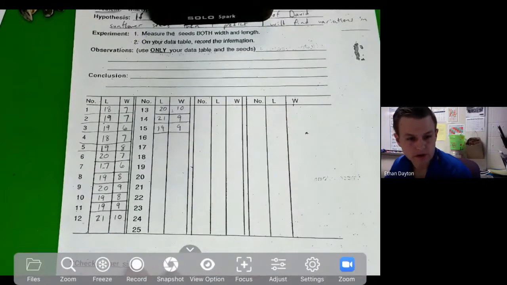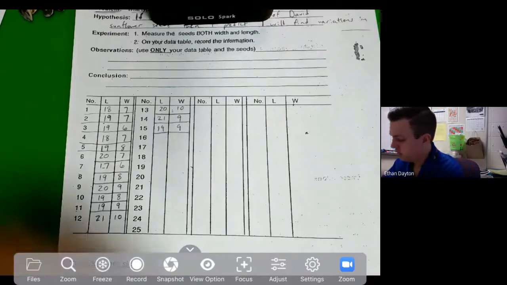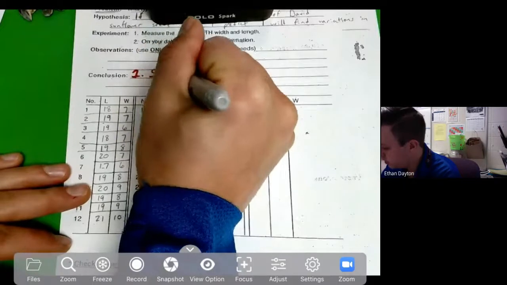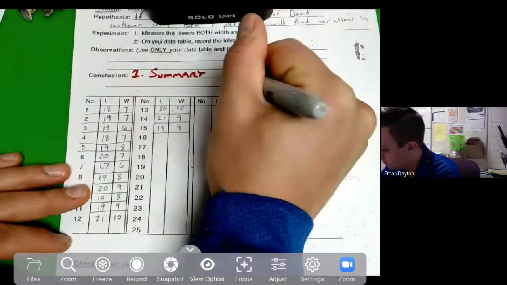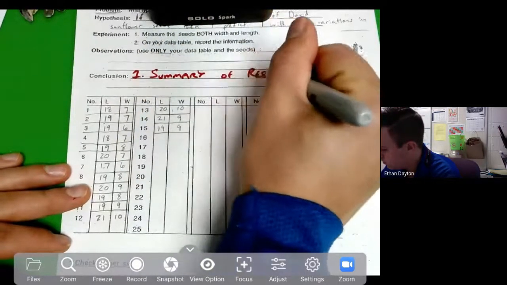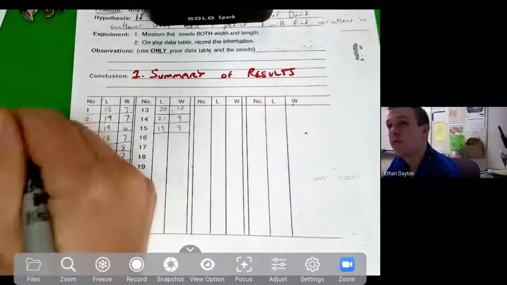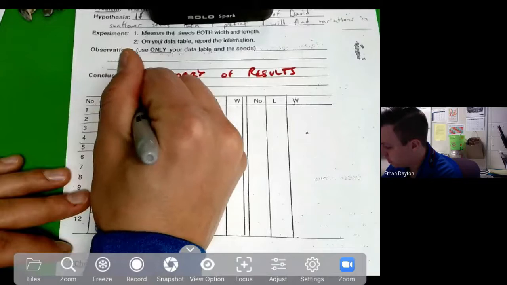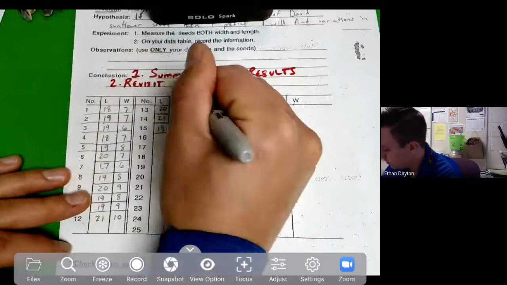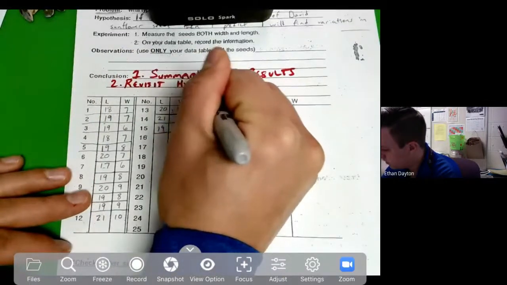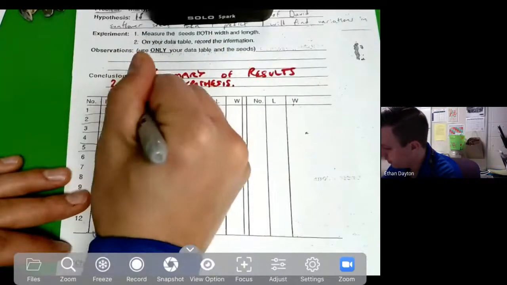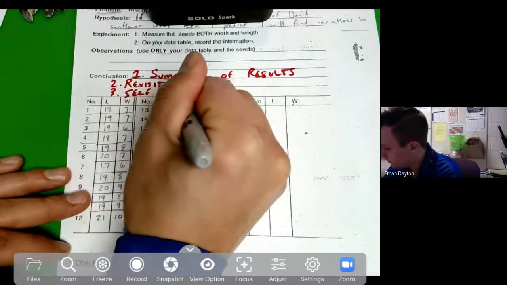Everybody good on that? Okay, in your conclusion, you need to have 1, summary of results. 2, revisit hypothesis. 3, self-critique.